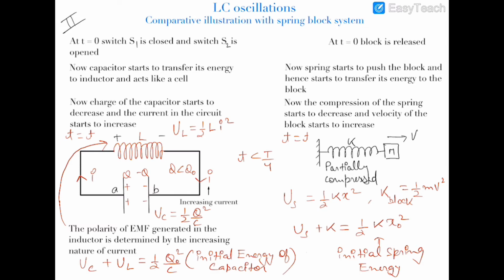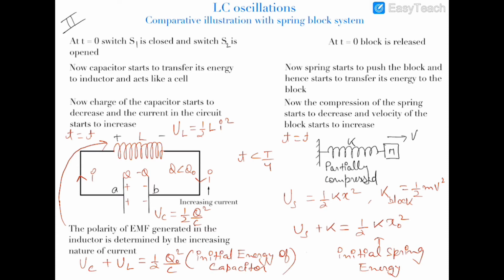And at any instant of time, let's suppose the circuit has some current I, and the charge on the plates of the capacitor is Q. So the inductor has an energy of half Li square, and the capacitor has an energy of half Q square by C. But this energy which is given to the inductor is a part of the energy which was initially stored in the capacitor. So the sum of these instantaneous energies of inductor and capacitor should be equal to the initial energy which was with the capacitor.